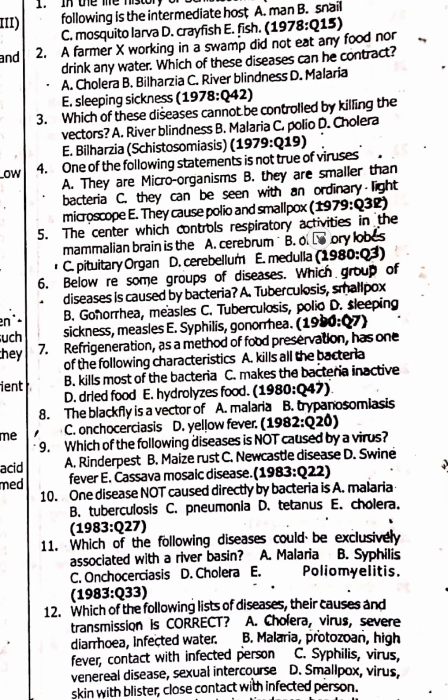The center which controls respiratory activities in the mammalian brain is the medulla oblongata. Next, they say below are some groups of diseases. Which group of diseases is caused by bacteria? The group of diseases caused by bacteria.